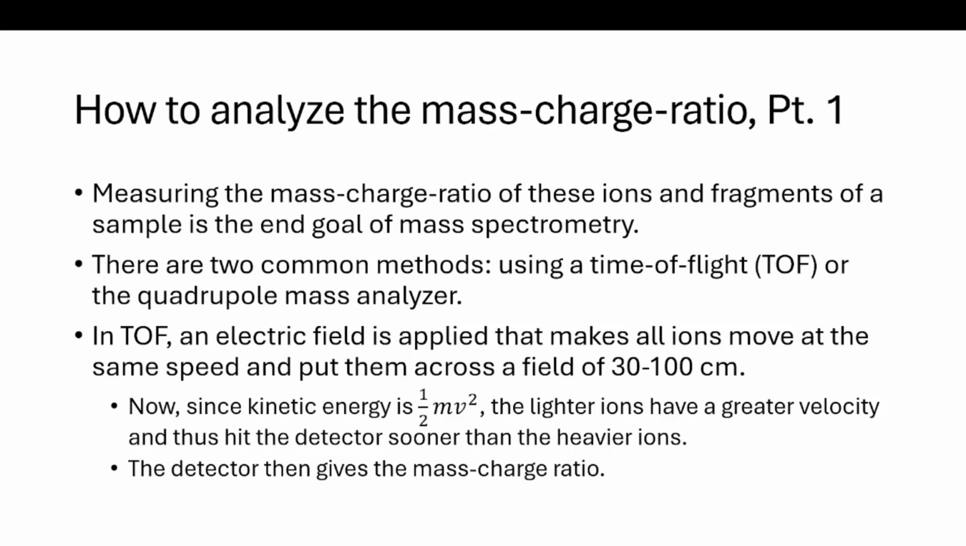Now, what we do is we take all these ions and we put them across a field. This can range from 0.3 to 1 meters. Now, since kinetic energy is directly dependent on the velocity, right? The lighter ions will have a greater velocity, and because they're traveling faster, they're going to hit the detector sooner. And then this detector will then give the mass-charge ratio.